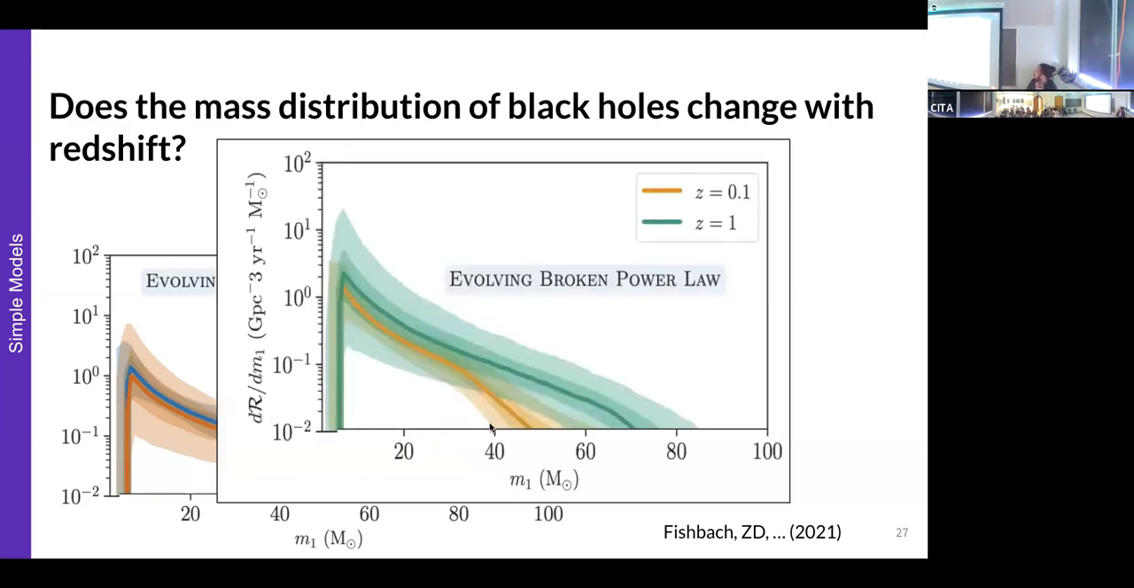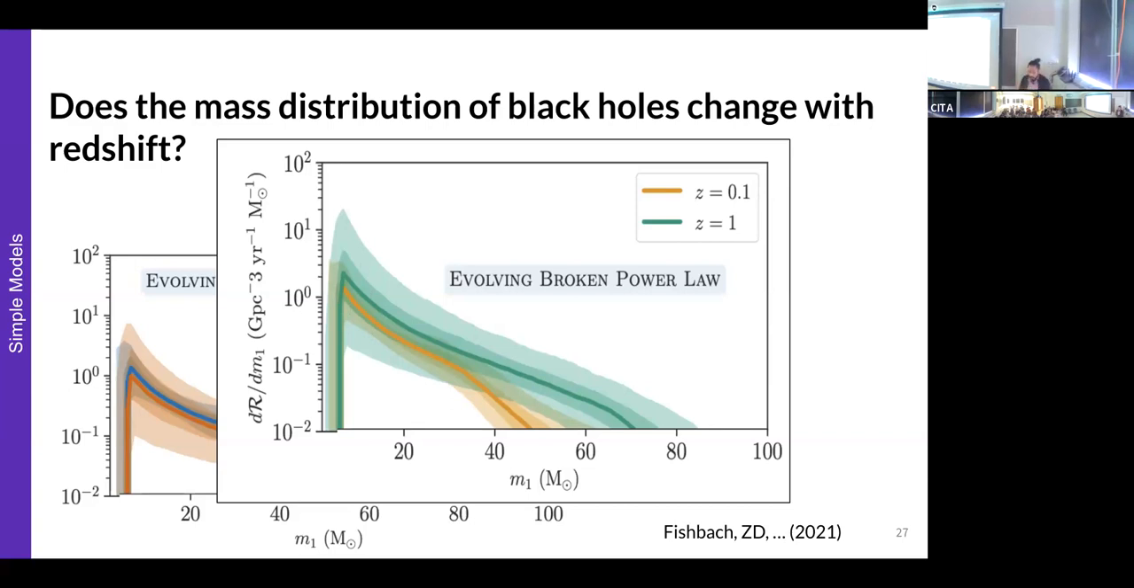And so here in orange, showing the low redshift mass distribution, and then in green, the high redshift mass distribution. And you can see that if I take this orange one and I just shift it upwards a little bit, then at least within the error bars, these two mass distributions have the same shape. They may have different normalizations, but the shape, there's no evidence that they are different, basically.